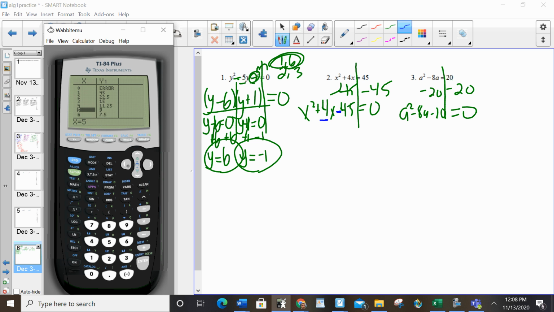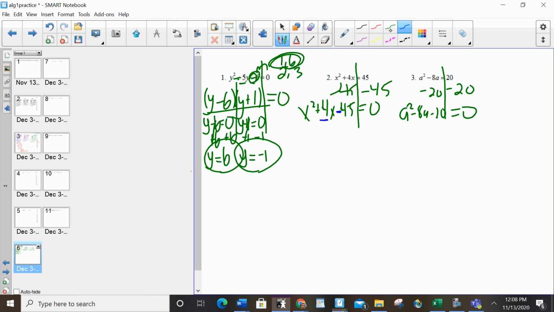Bigger number comes first. Let's set my signs up first. X goes in front for both. First sign comes down. Positive and a negative is a negative. And what multiplies to 45 and subtracts to 4? We just said 9 and 5. Now I set each factor equal to 0.